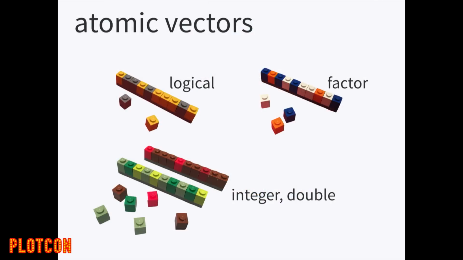So to start in a familiar place, your basic garden variety R object is an atomic vector. It might be of length 1, but it always has the capacity to be a vector. And we have basic flavors of our objects, some of which are here: logical, factor, numeric.